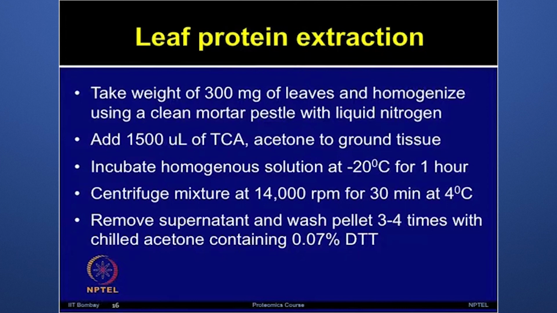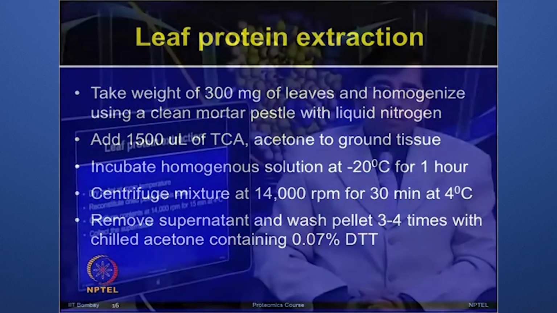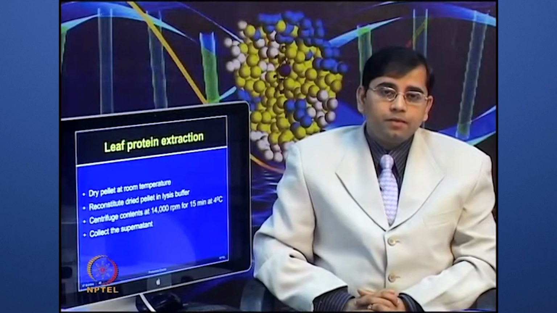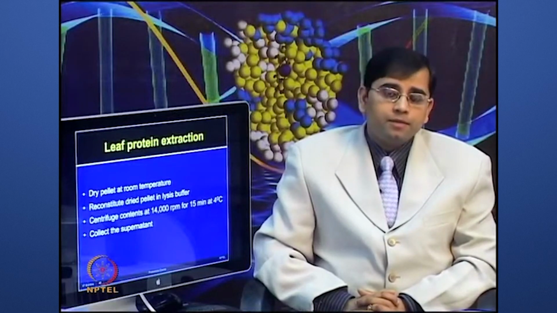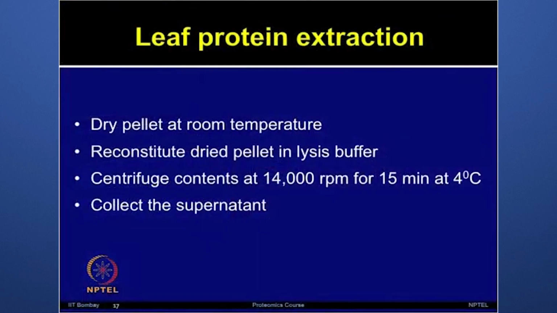After centrifugation, remove the supernatant layer and wash the pellet a few times, 3 to 4 times. Repeat this step with acetone wash containing 0.07% of DTT. So, in the leaf protein extraction, then you need to dry the pellet at room temperature. Reconstitute the dried pellet in lysis buffer or a buffer which is suitable for your proteomics application. Centrifuge the contents at 14,000 rpm for 15 minutes at 4 degrees, and then collect the supernatant for further proteomic applications.